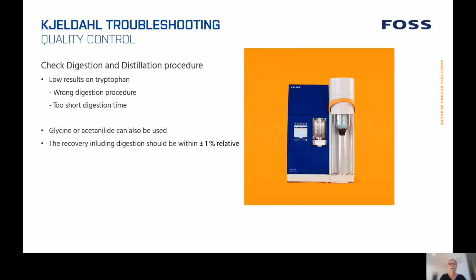The quality control for the digestion and distillation procedure, when you use tryptophan, then you should check that you have the right procedure for tryptophan. Also, you should check that you have the right digestion time. For this quality control, you can also use glycine or acetanilide instead of tryptophan.